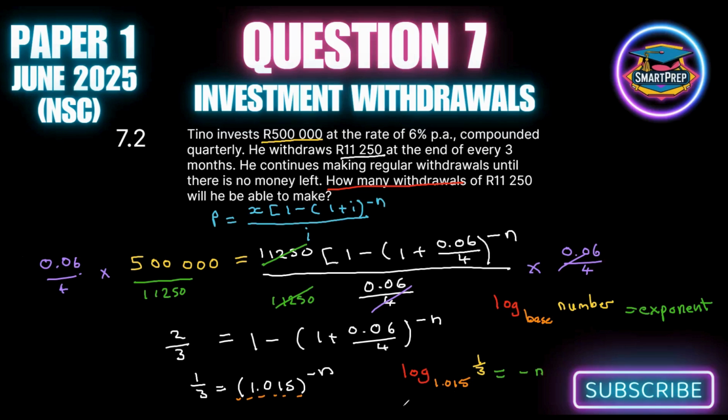And what I get when I do that is n equals 73.788. Now, even though this number is bigger than 0.5, I don't round up. I round down because he wants to withdraw 11,250. So at that point where he's drawn the 73rd, there won't be enough in the account to draw the 74th amount of 11,250. So my answer is n equals 73 withdrawals. Okay.